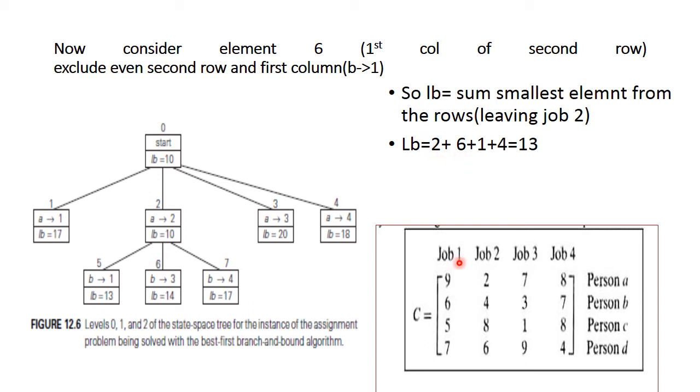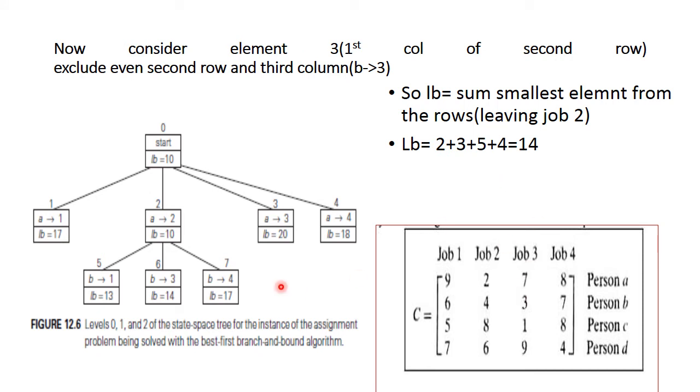So for person B, now you are considering element 6. When you consider the element 6, you are going to exclude its row and column. So second row, first column will be excluded for the selection of the smallest element for person C and person D. For person C, job 2 is not there, so among 1 and 8, 1 is minimum. Among 9 and 4, 4 is minimum. Altogether when you add it up, you're going to get the lower bound.